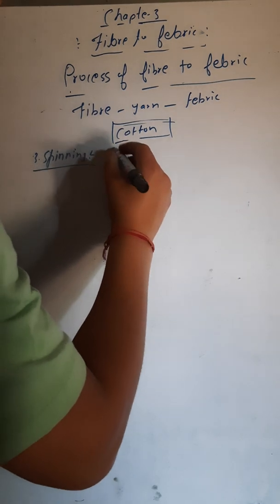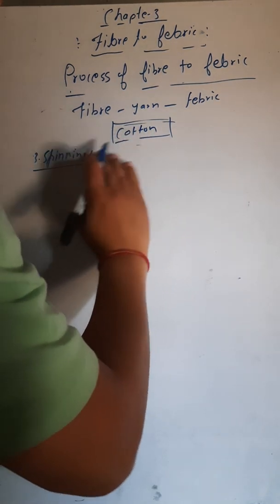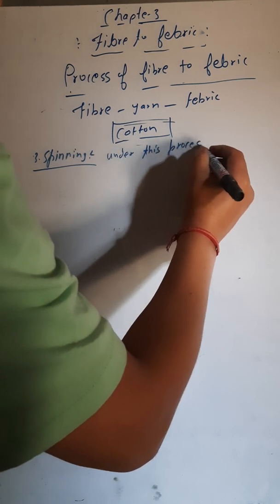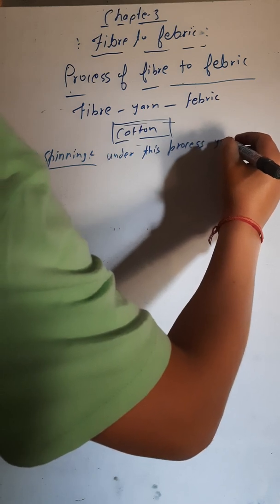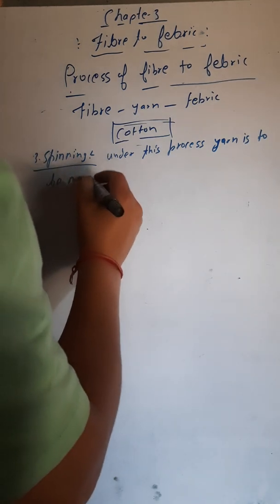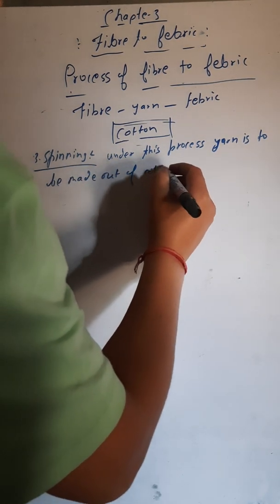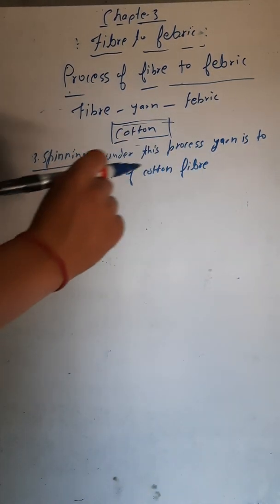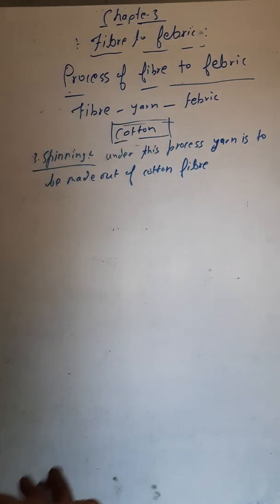Okay, so under this process, yarn is to be made out of cotton fiber, also called lint. So out of the cotton fiber we make the thread. So yarn is what? Yarn is basically the thread. So under this process, yarn is to be made out of cotton fiber. So how do we make this? We make this by various means, like various machines we use.